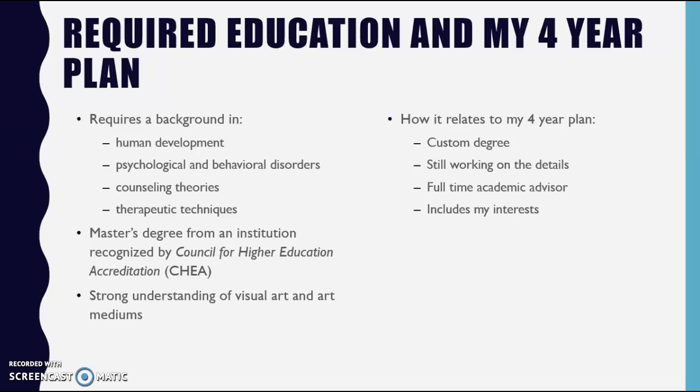And this relates to my 4-year plan, because I'm working on getting a custom degree, although I'm still working on the details. I'm doing this with a full-time academic advisor. I want to make sure that this includes all my interests and that I'm getting what I want out of my education.